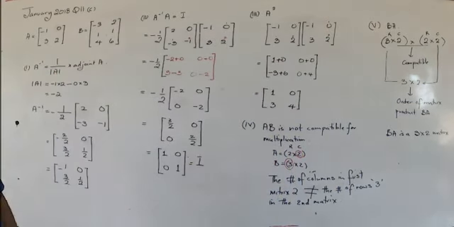Ladies and gentlemen, two matrices are compatible for multiplication when the number of columns in the first is equal to the number of rows in the second. The number of rows in the first by the number of columns in the second is the order of the resulting matrix. This is what the examiner wanted us to do.